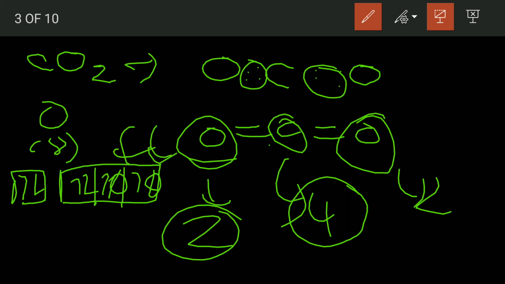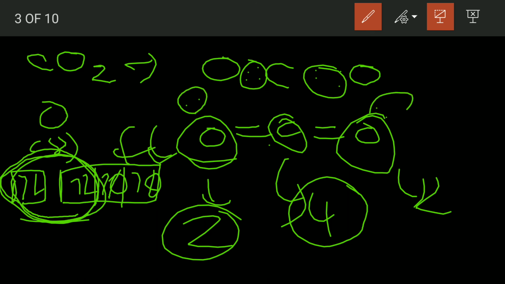Now what are lone pairs? Lone pair means electrons which are not involved in bonding. These valence electrons which are not involved in bonding are known as lone pairs. So we would have lone pairs like this. We would represent them like this. We have 2 lone pairs. So this is a lone pair. So have you understood the covalency and lone pair?